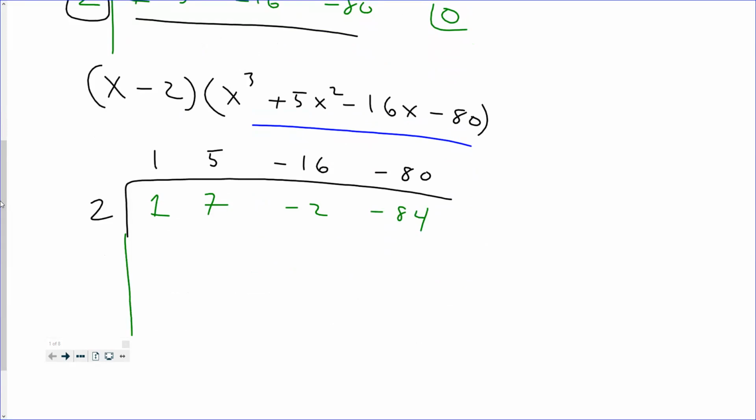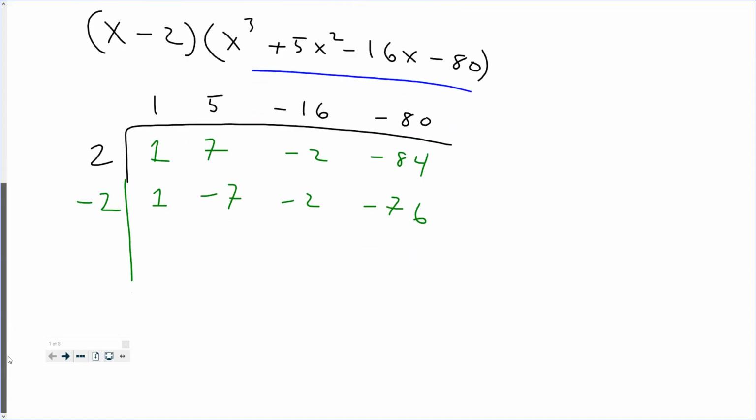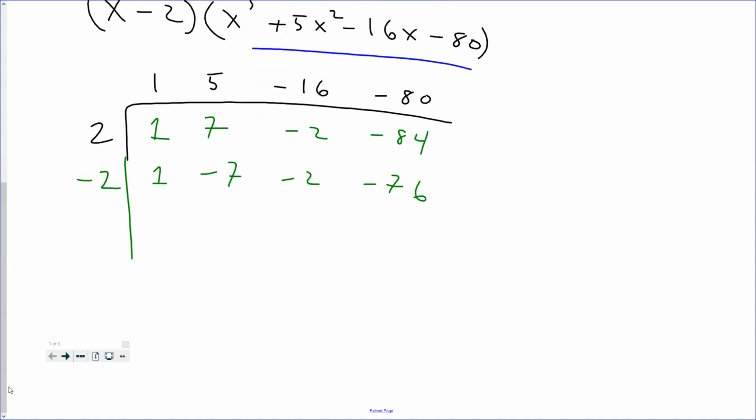Let's go ahead and try negative 2. Same thing, drop down to 1. Negative 2 times 1 is negative 2. Negative 2 plus 5 is 3. Negative 2 times 3 is negative 6. Wait, going by the sheet: negative 7, then 14 and negative 16 is negative 2. 4, negative 80, negative 76. All right, that didn't work either. Let's go on to 4. Drop down to 1. 4 times 1 is 4, plus 5 is 9. 36 and negative 16 is 20. 4 times 20 is 80, with negative 80 is 0.